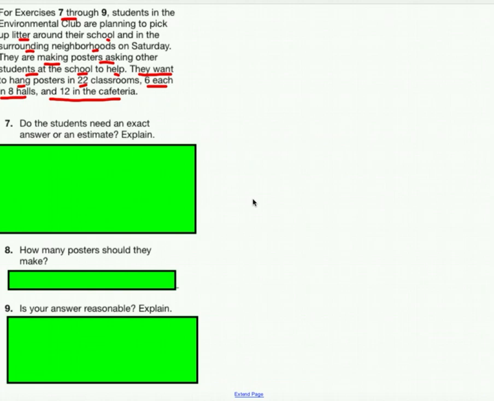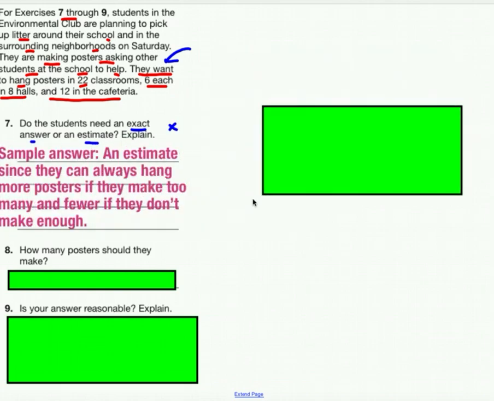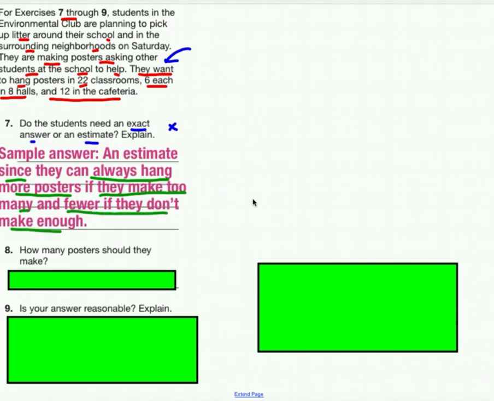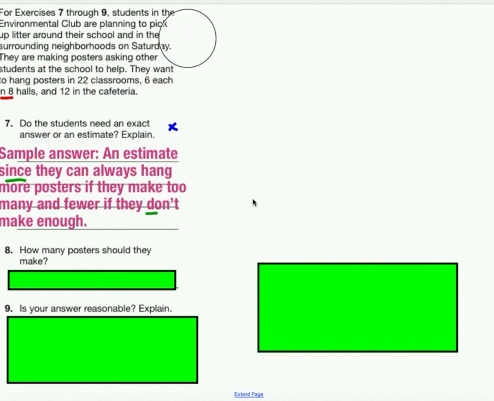The first question is, do the students need an exact answer or an estimate? Well, the word here is they want. So that tells you that an estimate is acceptable, since they can always hang more posters if they make too many, and fewer if they don't make enough. Okay? So that's why an estimate is acceptable in this situation.